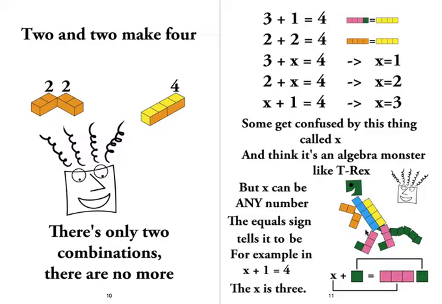2 and 2 make 4. There's only 2 combinations. There are no more. 3 and 1 and 2 and 2. That's it. And again, go through and play a little bit with blocks, but if it's bedtime, you're just reading the story.